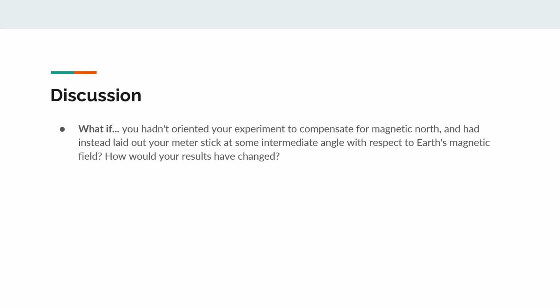What if you hadn't oriented your experiment to compensate for magnetic north and instead laid out your meter stick at some intermediate angle? How would your results have changed? The measured magnetic fields would have changed due to no longer accounting for magnetic north. The X component would have changed since magnetic north would have contributed to the measurements, while the Y component would have also changed due to not accounting for magnetic north. Since the magnetometer measurements are taken on a flat surface, the Z component would not have changed.